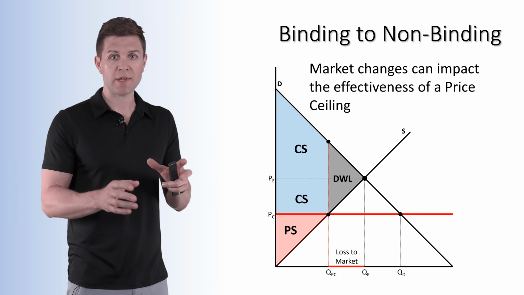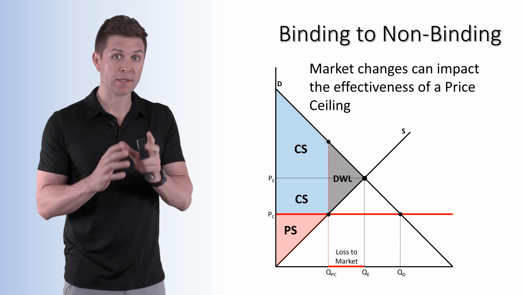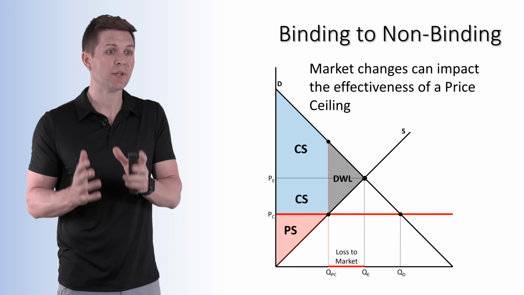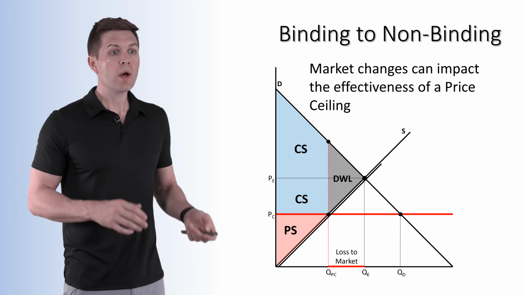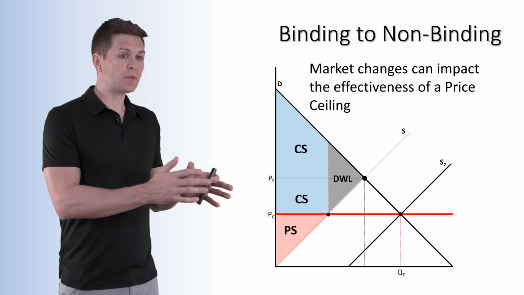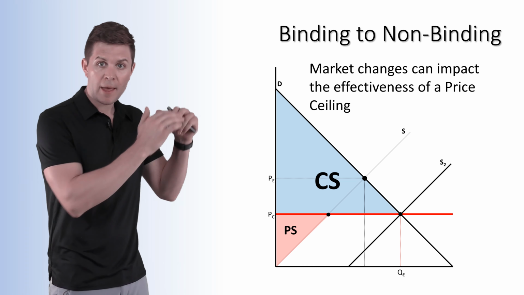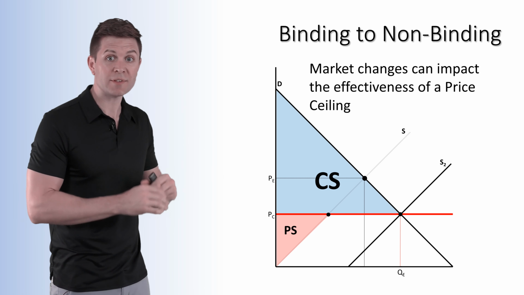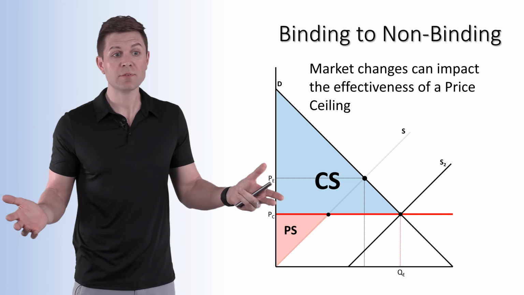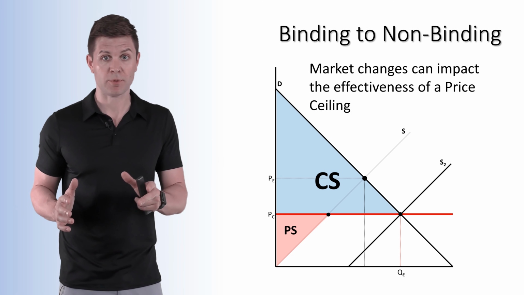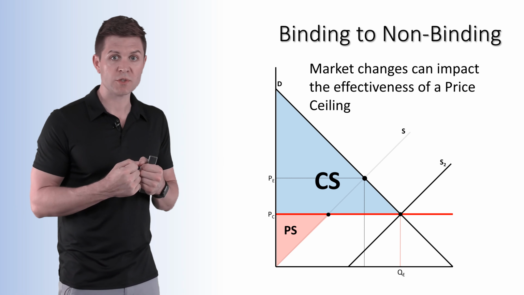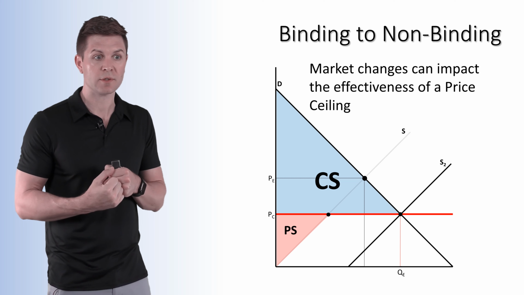So we're going to look at an example of a binding to non-binding occurrence from a shift in supply. So we see supply increase. As supply increases, we establish a new equilibrium that brings down our consumer surplus. It eliminates the effectiveness of the price ceiling because now equilibrium is at the price ceiling. There's no restrictions. There's no market loss in this particular example.